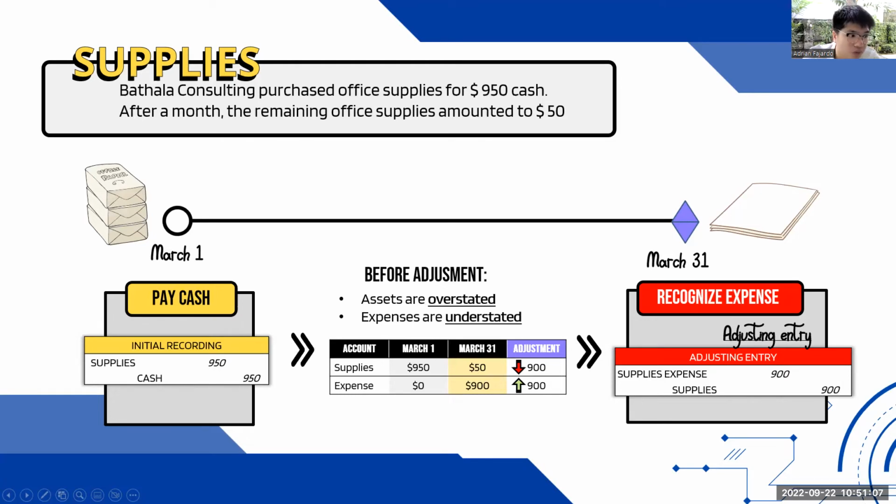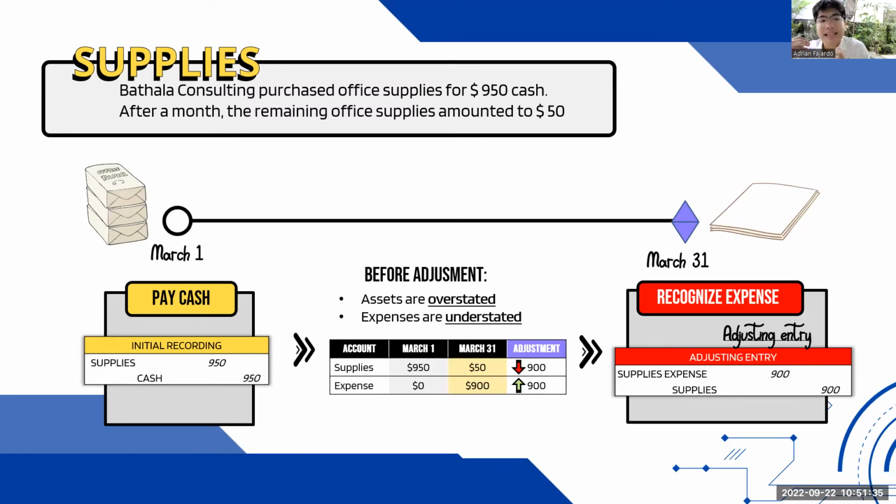So clear pa naman so far? Is everything clear? So again, ulitin natin. So in March 1, bumili ka ng asset worth 950, right? So again, we recognize an increase in asset of 950 in supplies. And then syempre nagbayad ka ng cash, so credit cash of 950. So that's totoo naman. Accurate yon in March 1.